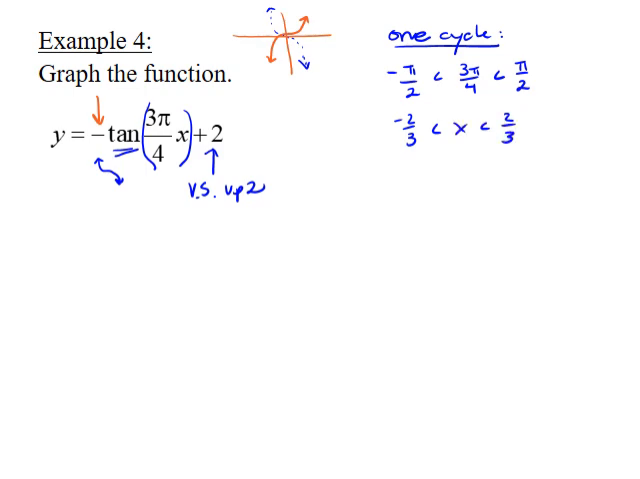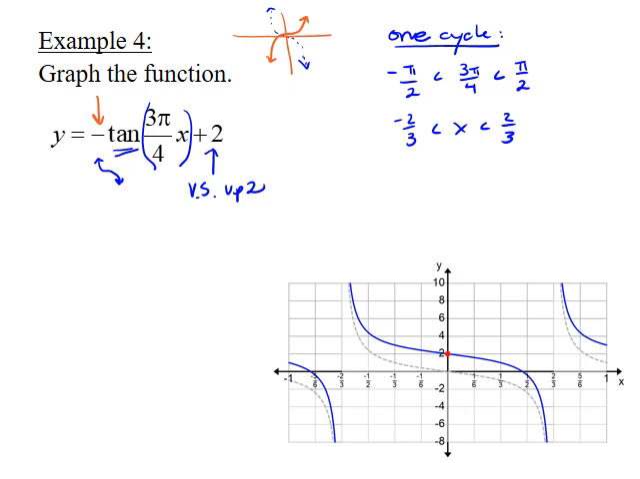So this one's a little bit different. We end up with no pi's, all the pi's cancel. And this is what we end up with. So again, our baseline shifts up 2 units. Our asymptotes occur at negative 2/3 and positive 2/3. And then our reflection makes it look kind of like a cotangent graph. And there you have it.